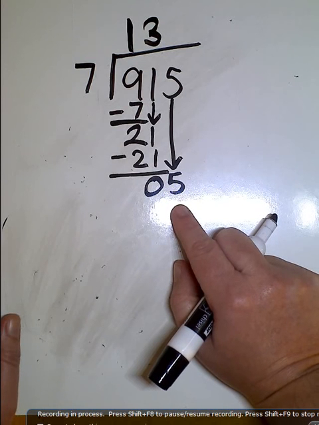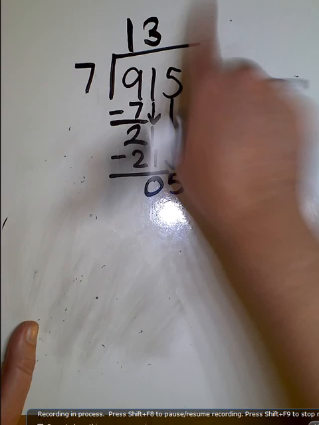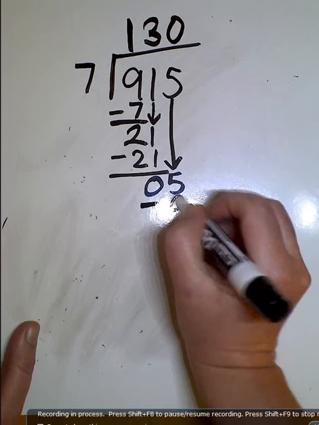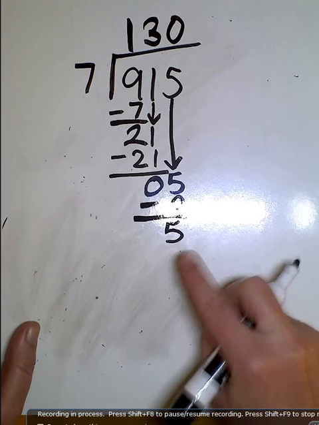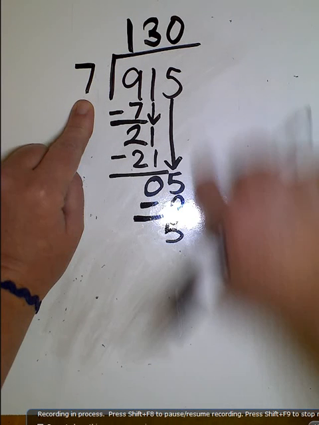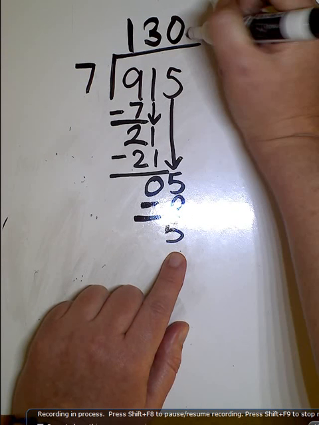In this case, your only option is 0. Since 7 times 1 is 7, I know that 7 times 0 is 0. You're left with 5. Is 5 less than 7? Yes. Are there any more digits to bring down? No. So 5 is now your remainder.